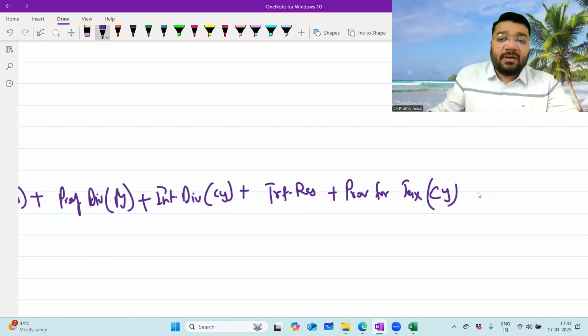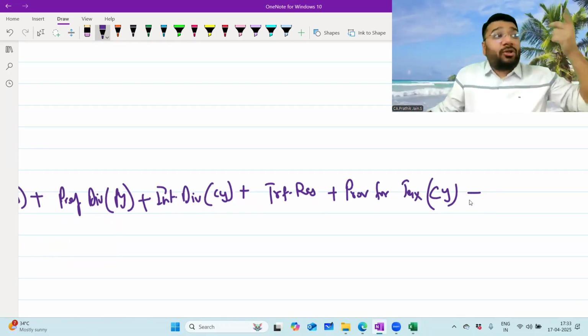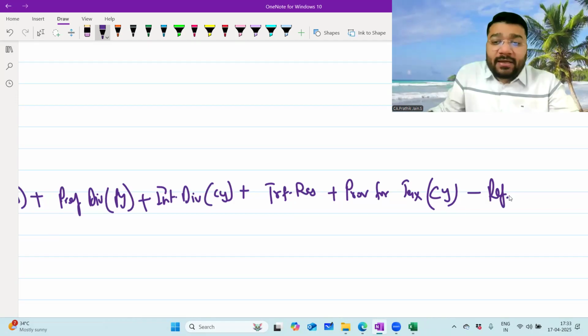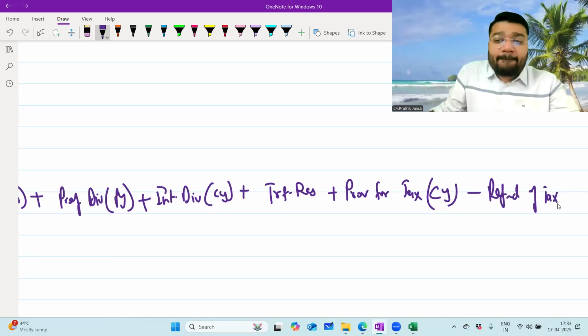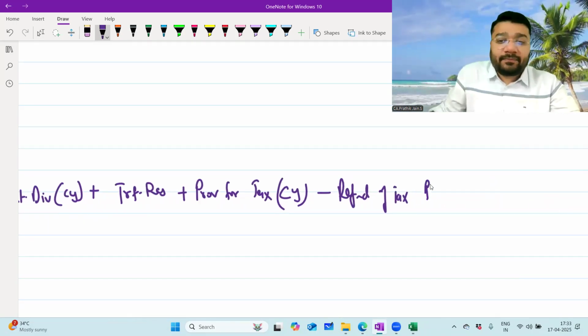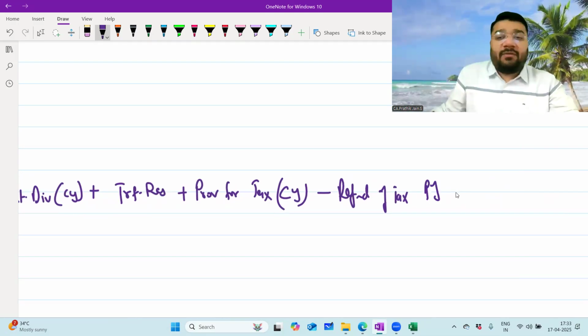Okay. Then refund of tax is already added. To reverse, we have to minus refund of tax. Which year? Okay. Then I'll get net profit before tax. Wonderful. Then add back extraordinary item.